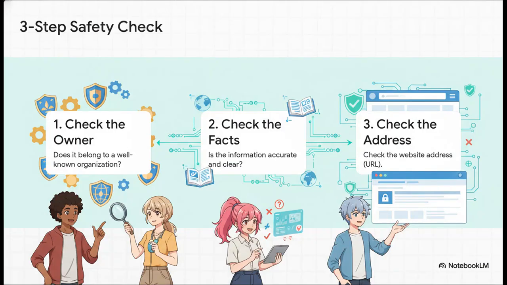So, how can you check a source for yourself? Just use this simple 3-step check. First, check the owner. Who's behind the site? Is it a respected group or some anonymous person? That matters. Second, check the facts.